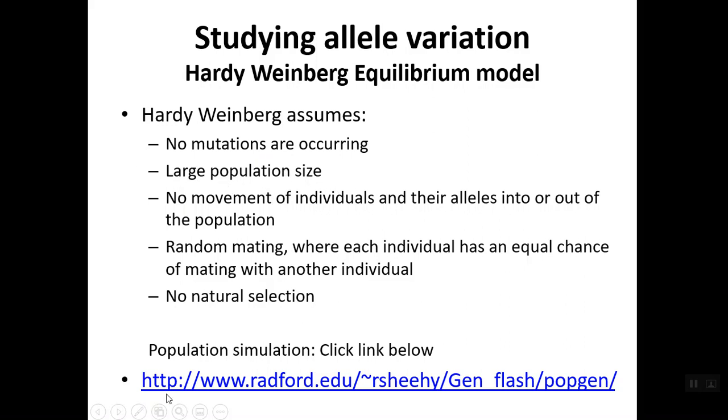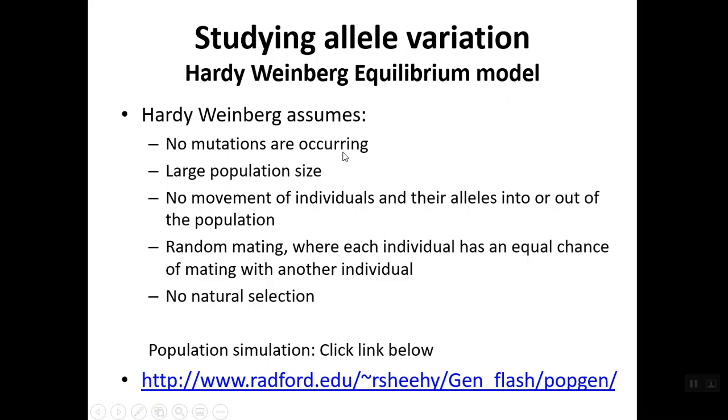There is a link here where you can simulate what actually happens to these equilibriums when you change population size. What you can see is that the equilibrium is disrupted as the population size is reduced. So large population size is a very basic and important point for the Hardy-Weinberg equilibrium model to be satisfied. No major mutations are occurring.